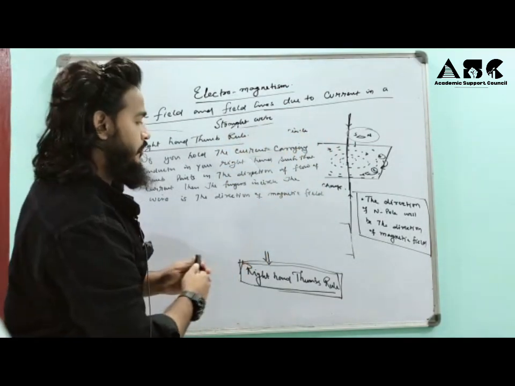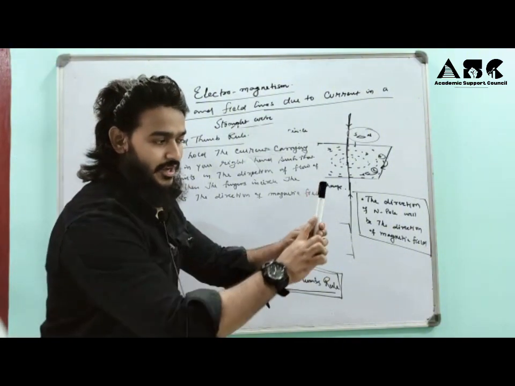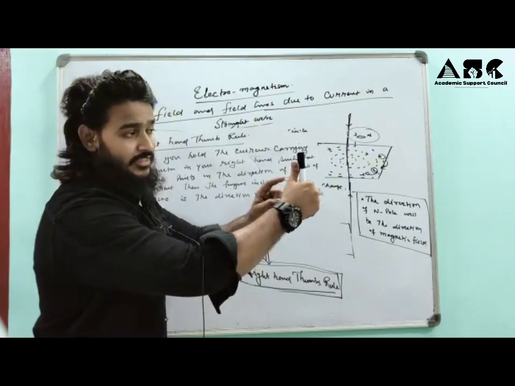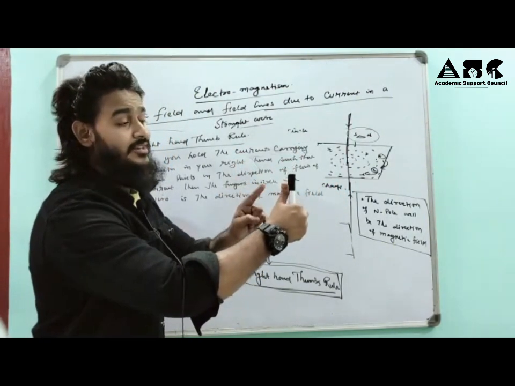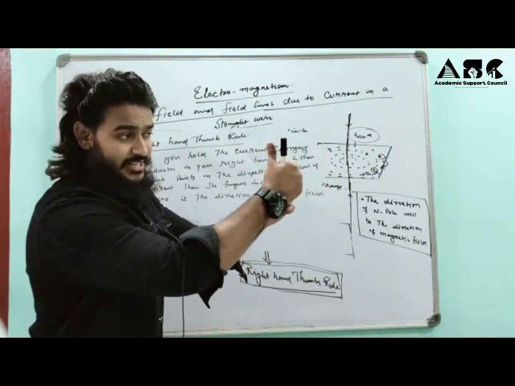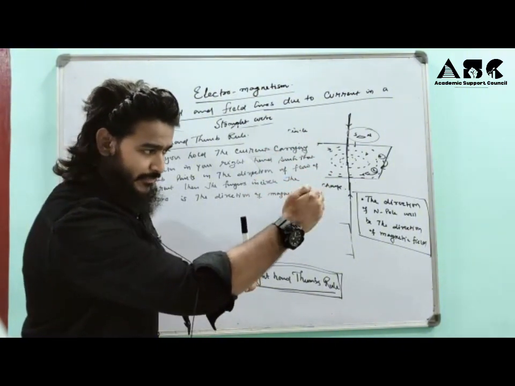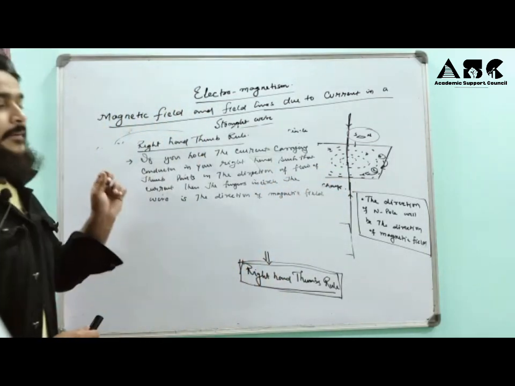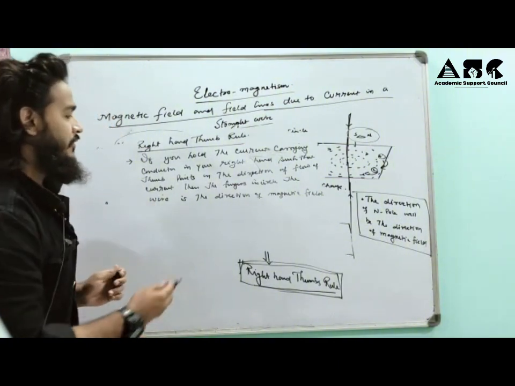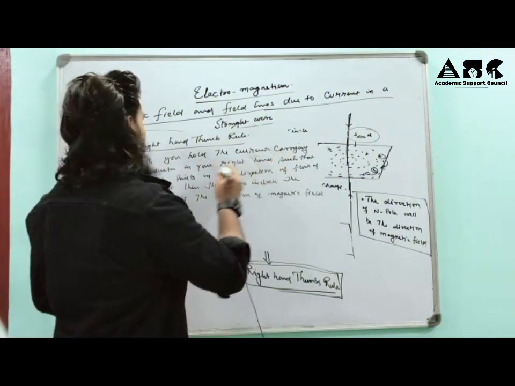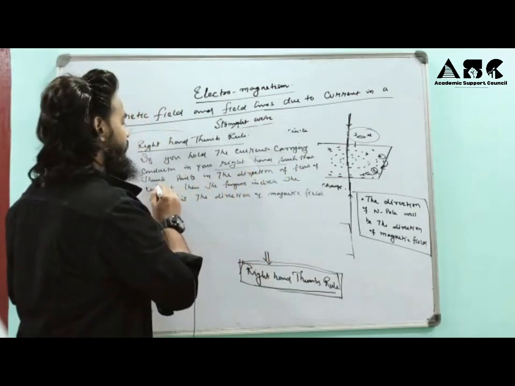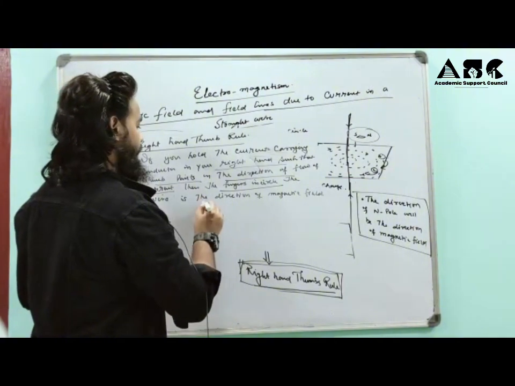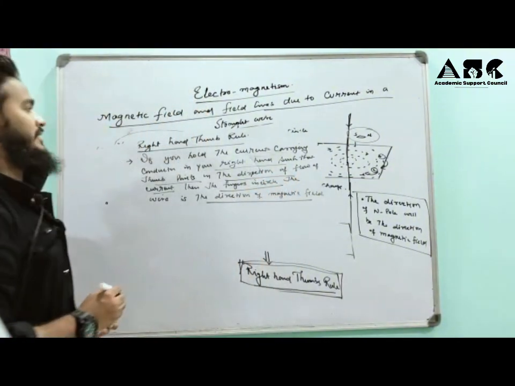If you place the needle here, suppose this is the direction of the conductor and this is the direction of the current, and you hold this wire in the right hand, the thumb indicates the direction of the current, and the fingers encircling the wire indicate the direction of the magnetic field. Is it clear? So if you hold the current carrying conductor in your right hand such that the thumb points in the direction of flow of current, then the fingers encircling it indicate the direction of the magnetic field. This is the right hand thumb rule.